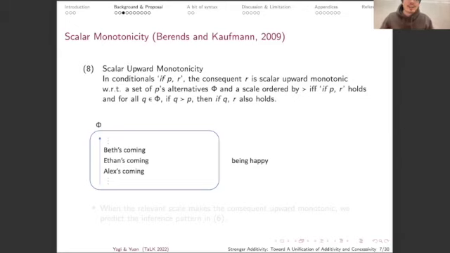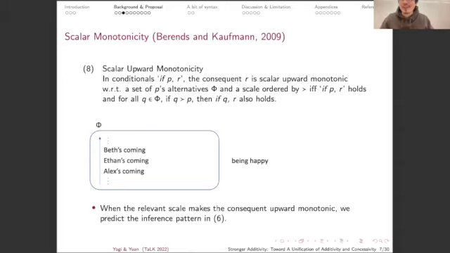So the idea in here is that when we have this kind of scale, the scale which makes the consequent upward scalar monotonic, we have concessivity, we have a concessive meaning. That's going to be the idea, because as I said, our idea is that the predicate of additive particle shouldn't be inferred by the context.